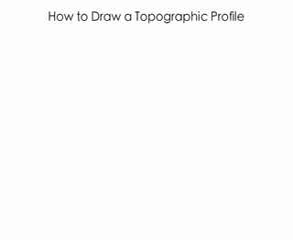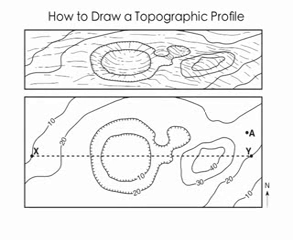Okay, so now let's take a look at how we can take a topographic map and draw a profile along a specific line on that map. Remember, a profile is simply a side view or a cross-section of a particular landscape. So here's a simple map.